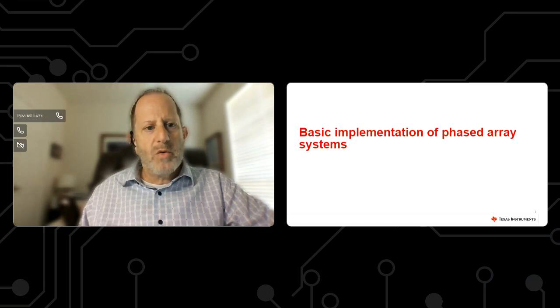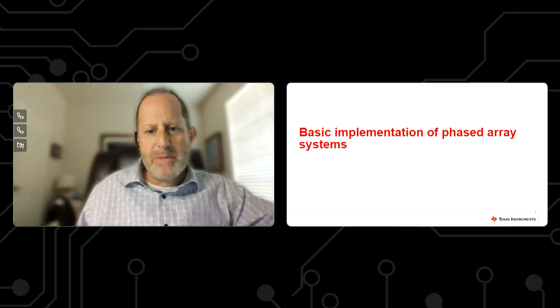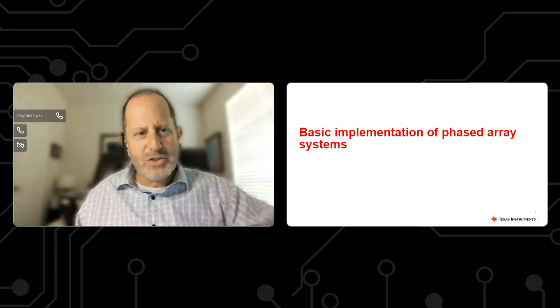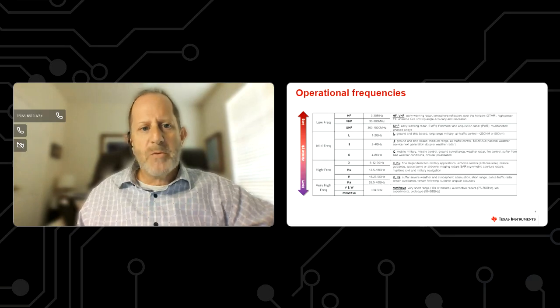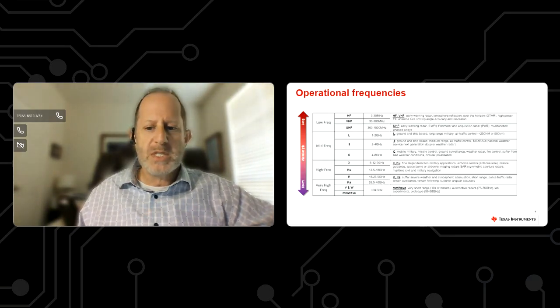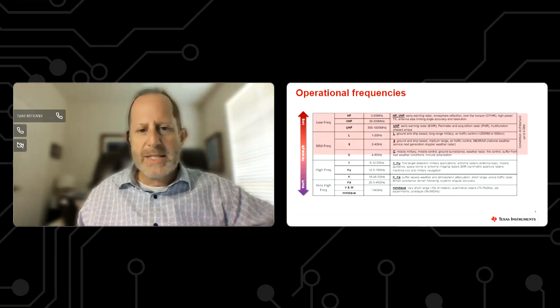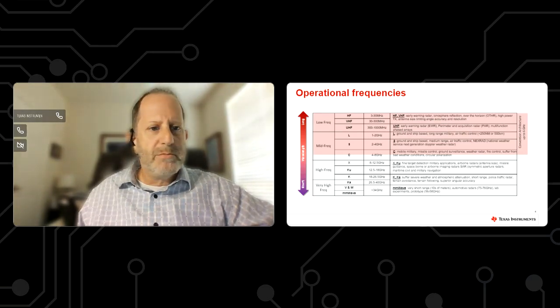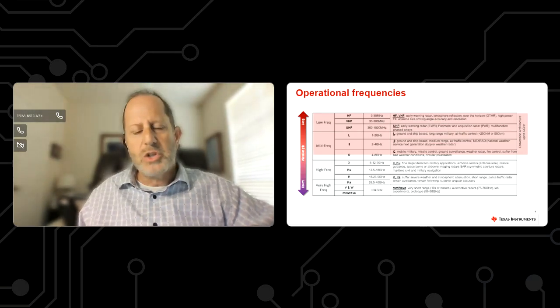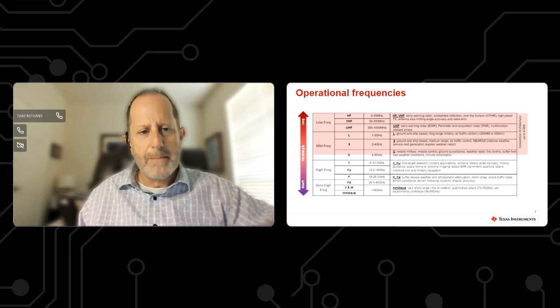So first, we're just going to look at the basic implementation of the phased array system to level set a little bit so we're all talking the same language to some degree. Now, if we look at the operational frequencies that we're dealing with, the L, S, and C bands cover basically up to 6 gigahertz. These have traditional, conventional architectures associated with them that can cover up to those bands directly.